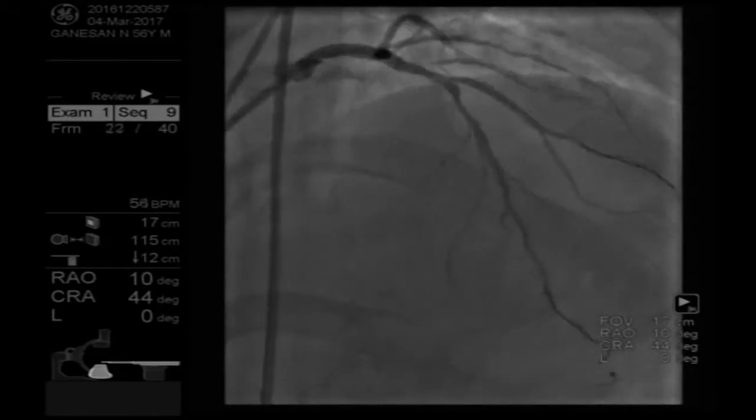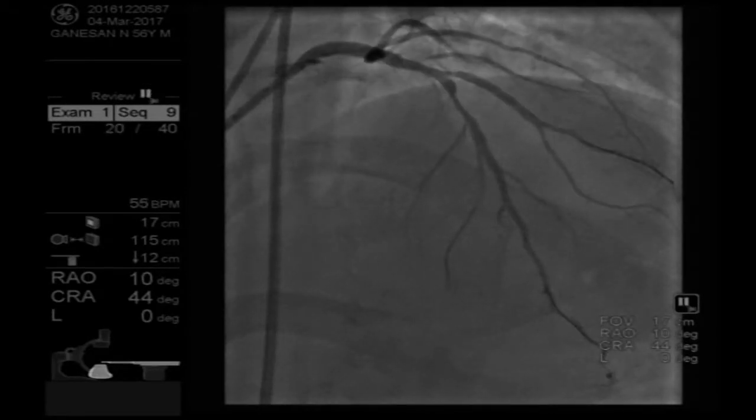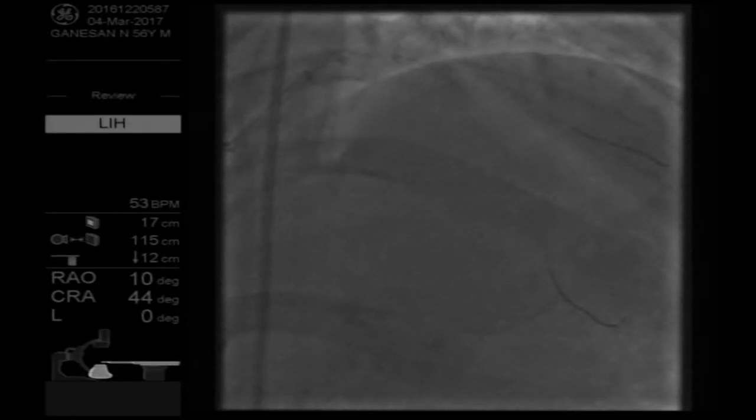We underdilated distally with just 8 atmospheres, and we've done 22 atmospheres proximally. So are you happy with this? Probably would you consider doing a cutting balloon, a short cutting balloon? Panel, what do you think?